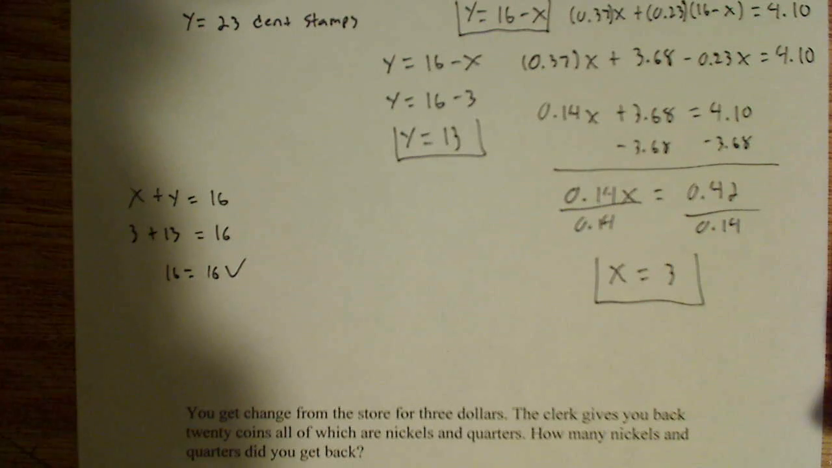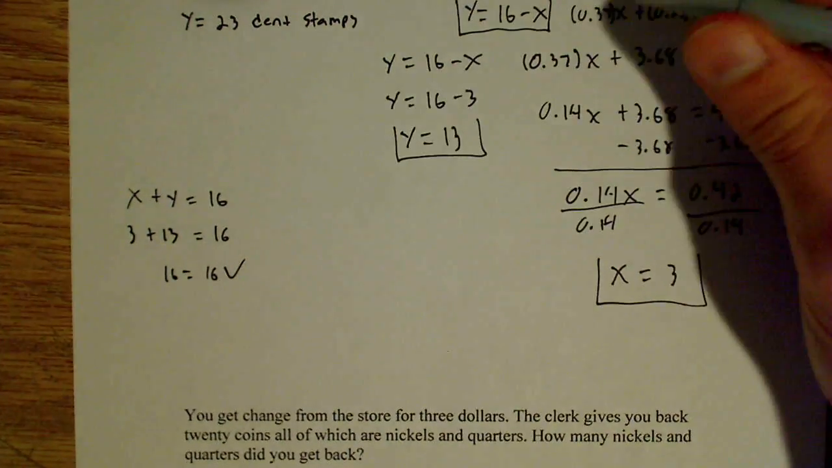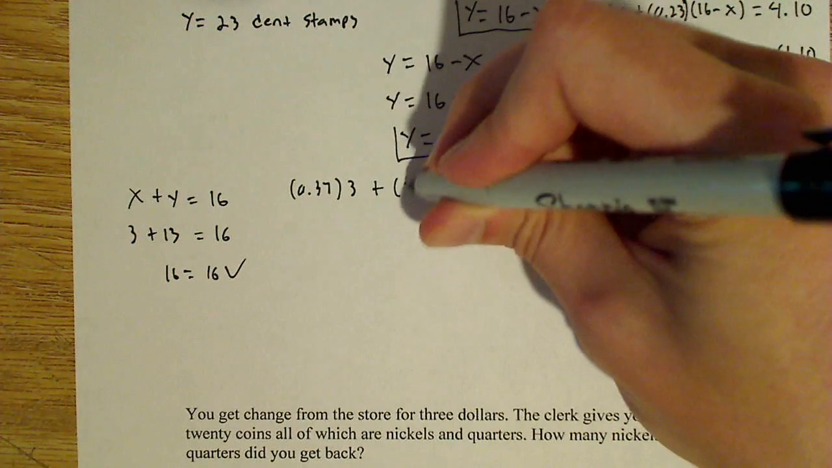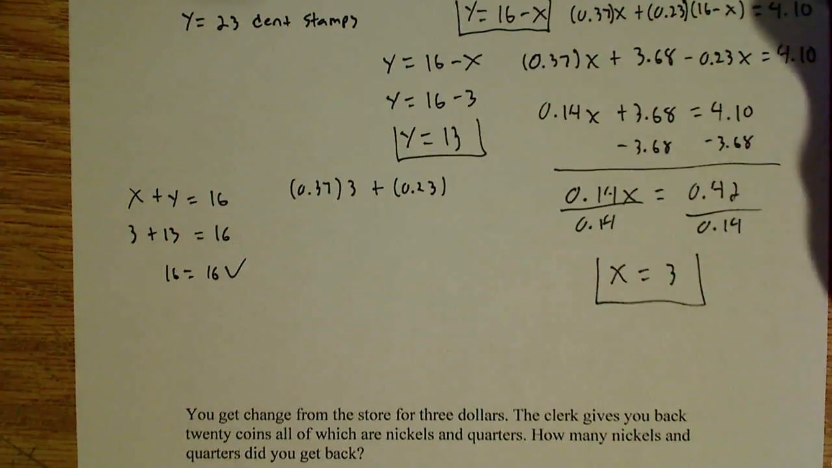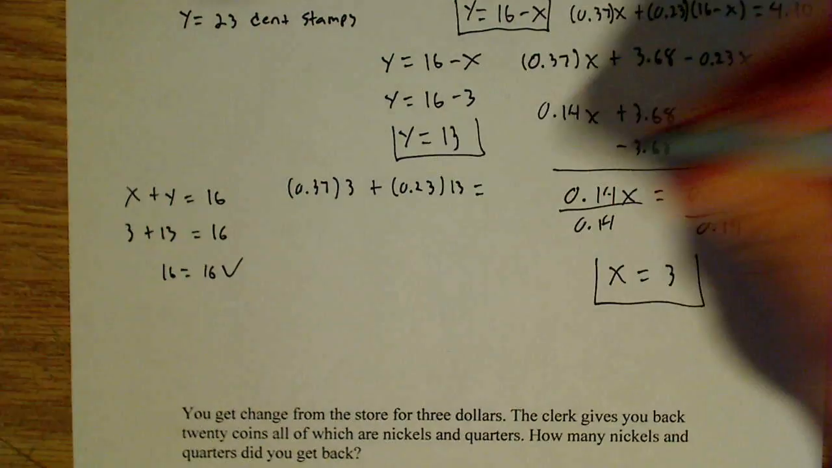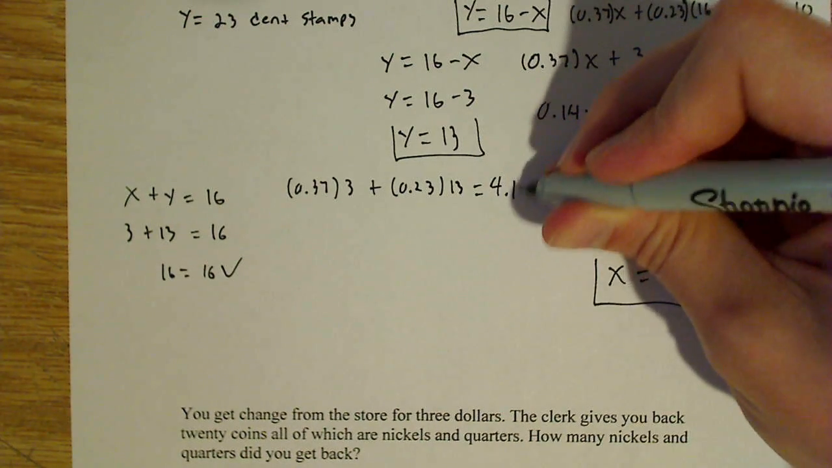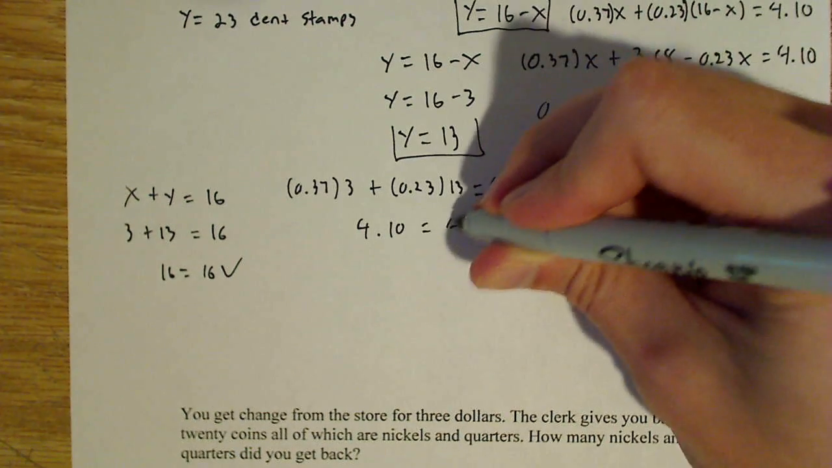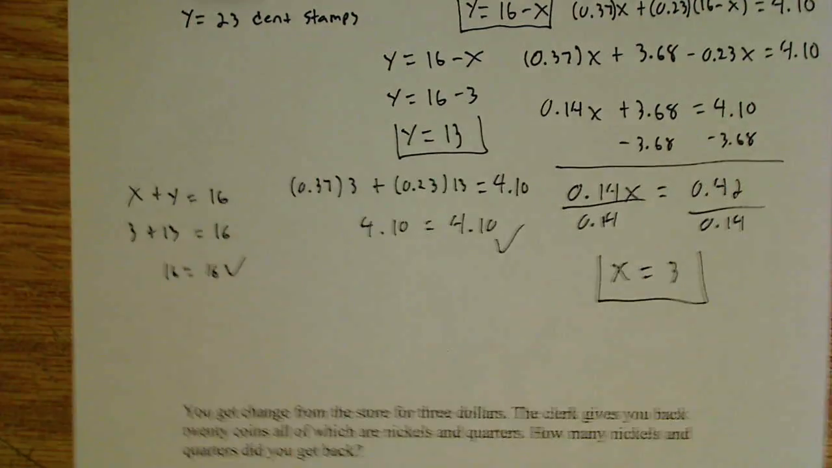Now, we can do the same thing again by plugging these numbers into this equation. So 0.37, and I want to multiply that by 3, and I want to add that to 0.23, and I want to multiply that by my y value, which is 13, and I want to know, does that add up to 4.10? And when you do this, you'll realize that 4.10 is equal to 4.10, so that checks out.